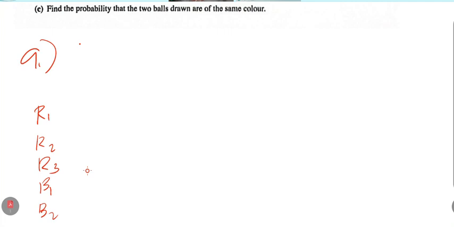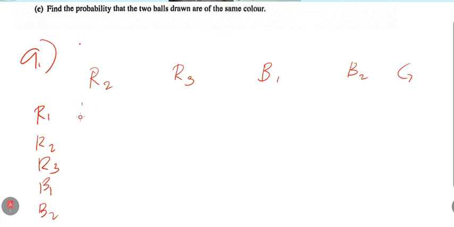Now for the next tally, we don't have R1, we're just going to have R2, R3, no, B1, B2, and a G then. I think you got it.